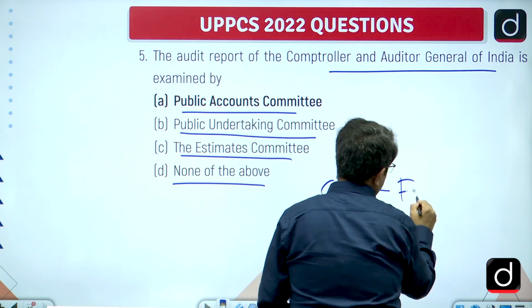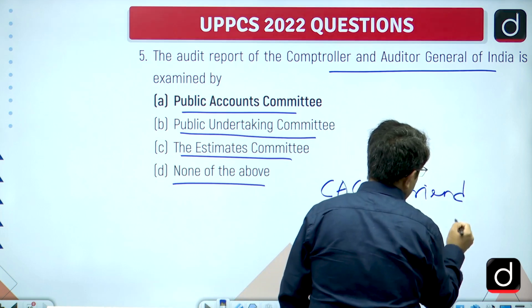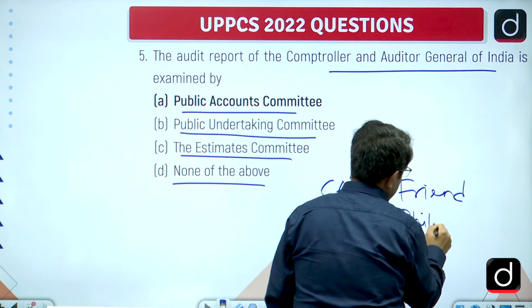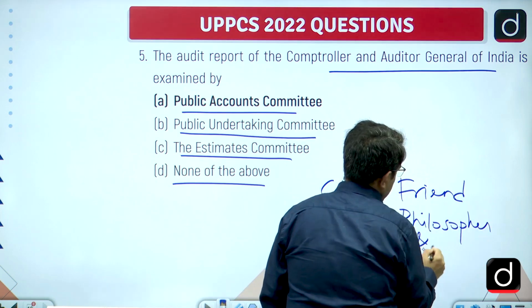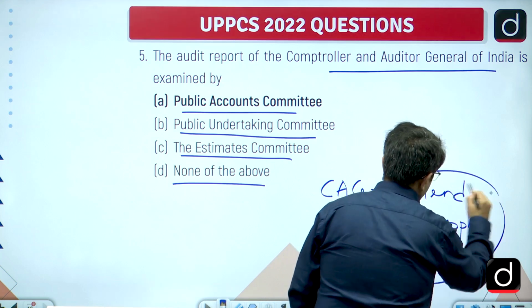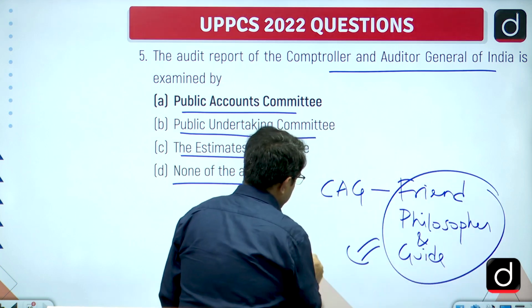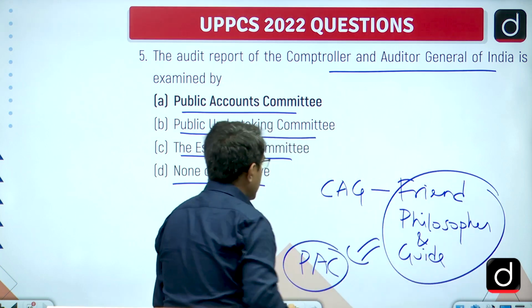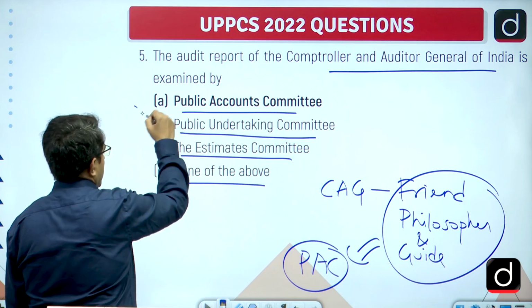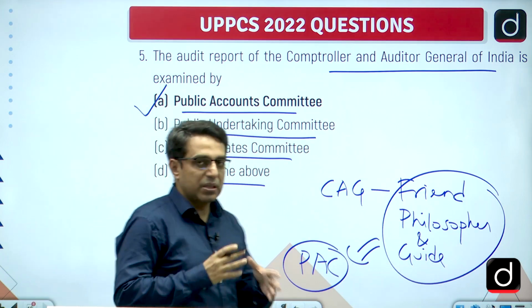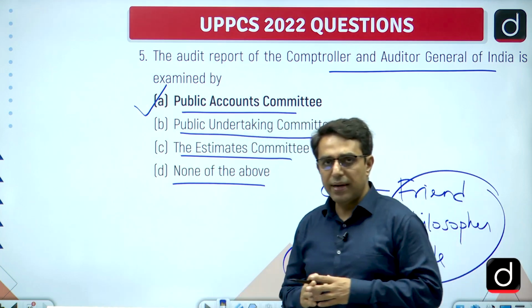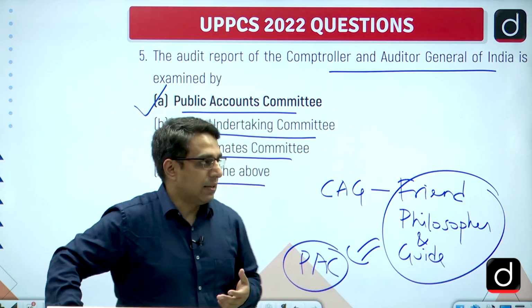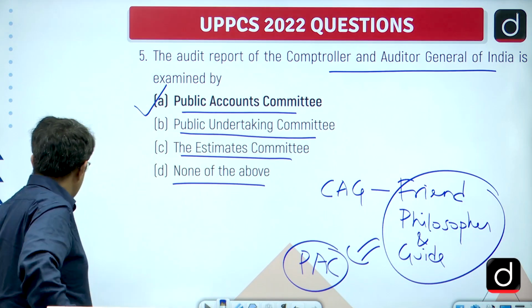So, if you are aware of this fact that CAG is regarded as the friend, philosopher and guide of Public Accounts Committee, PAC, then we can clearly see that the right answer here has to be Public Accounts Committee. It works in close coordination with CAG, the PAC, right. So, the right answer in this case would be the Public Accounts Committee.